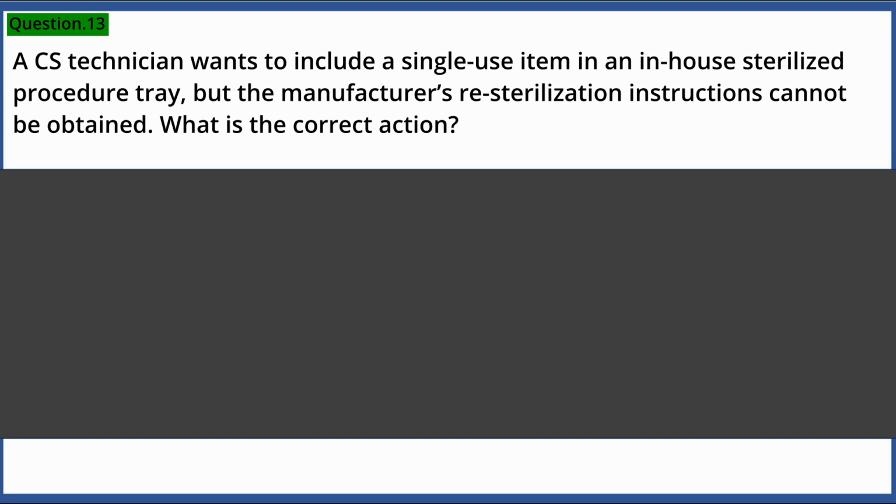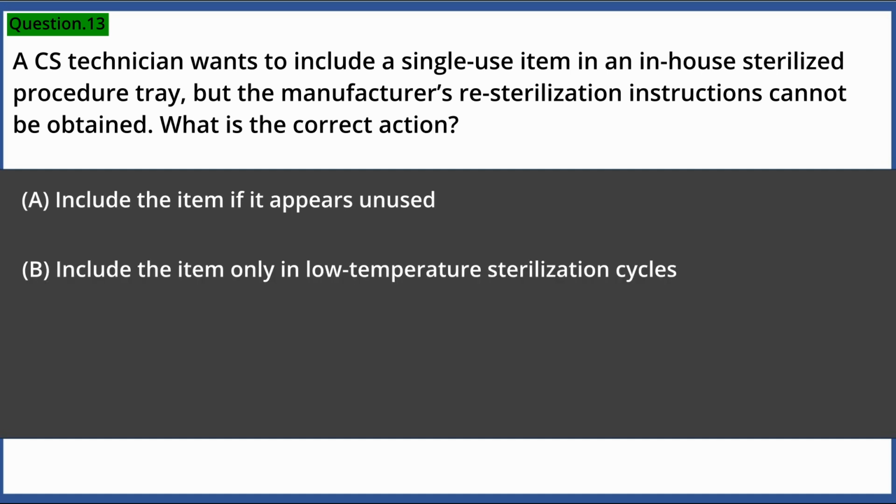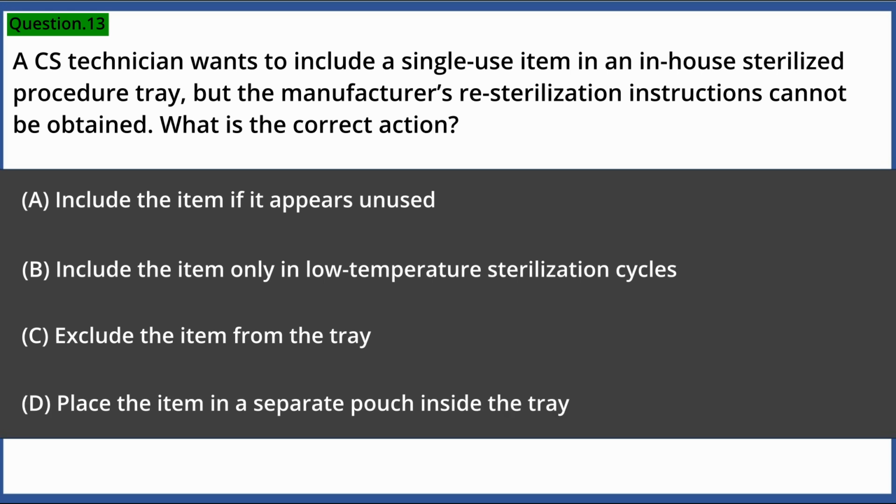A CRCST technician wants to include a single-use item in an in-house sterilized procedure tray, but the manufacturer's re-sterilization instructions cannot be obtained. What is the correct action? A. Include the item if it appears unused. B. Include the item only in low-temperature sterilization cycles. C. Exclude the item from the tray. D. Place the item in a separate pouch inside the tray. Answer: C. Exclude the item from the tray.